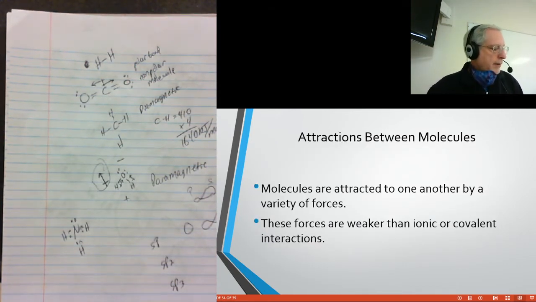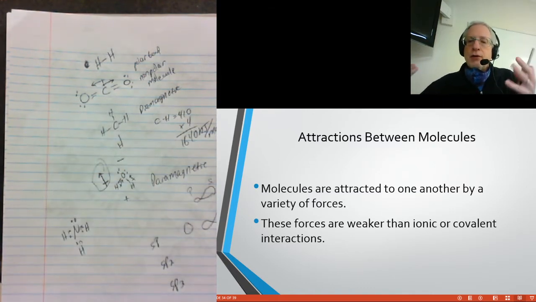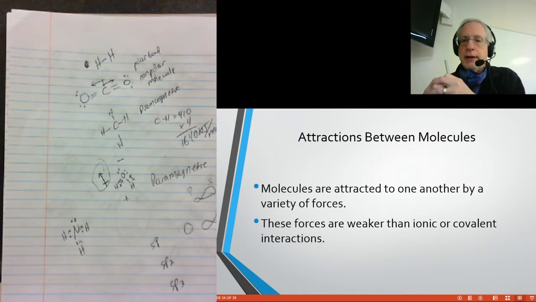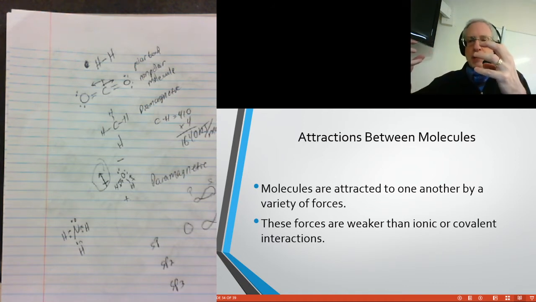Now, so that's basically bonds. And if you have polar molecules, that is one way that two different molecules can be attracted to one another. In fact, if you have two nonpolar molecules, they can be attracted to each other.